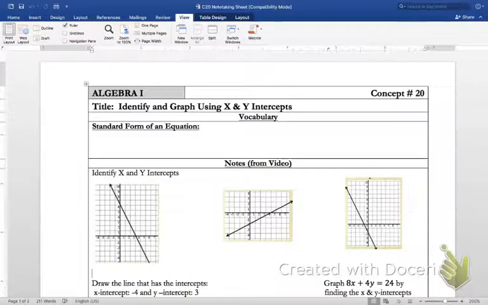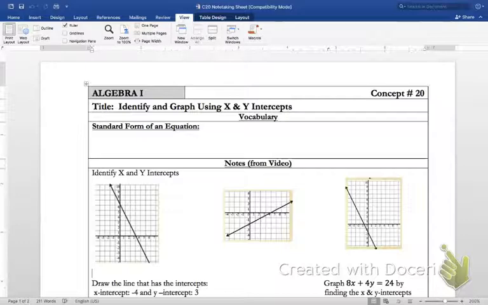Concept 20 is going to be 4 short videos that are using your note-taking sheet. Now in Units 3A and 3B, we talked about functions. We talked about the graphs of functions, tables of functions, and the equations of different kinds of functions. In Unit 4, we're talking about specific functions, and they are linear functions.